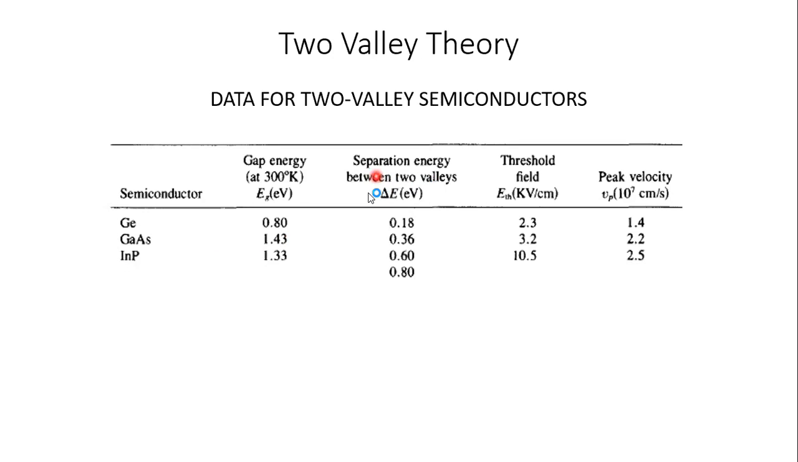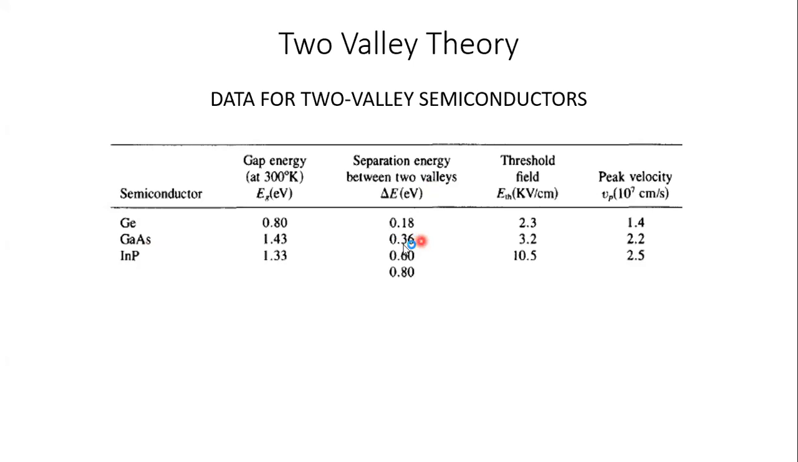Then separation between the two valleys. Here you can see that gallium arsenide contains only 0.18 electron volt separation between the two valleys. So if suppose the temperature increases, then at room temperature it may happen that the electron from the lower valley may jump to the upper valley. Okay. So in order to avoid that, we should select a material which has a larger energy gap between the two valleys. So gallium arsenide is okay.